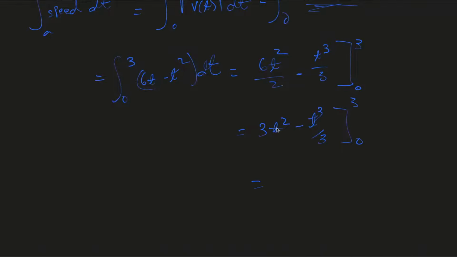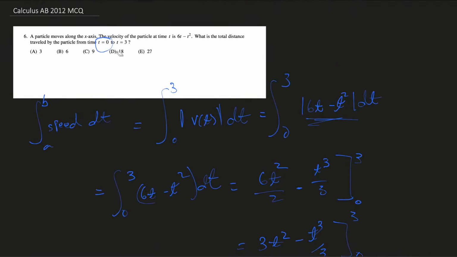And if we just plug in our numbers, 3 squared is 9, 9 times 3 is 27, minus 3 cubed is 27 over 3, which is 9. And then, as you can see, if I plug in a 0 into any of these, that gives me a 0, so I don't really have to subtract anything. So this is just minus 0 in the end. That equals 18. So the answer to this is going to be option D. That's the total distance the particle travels.